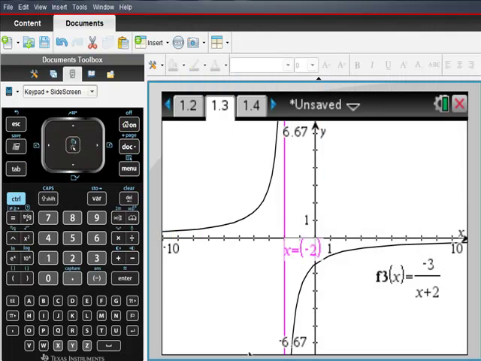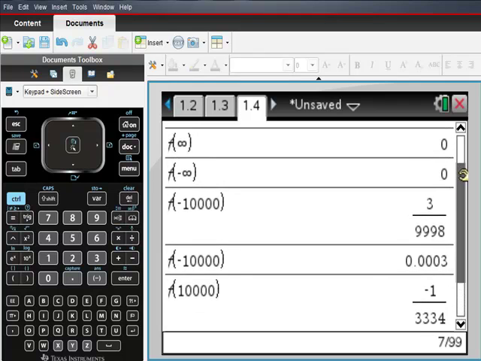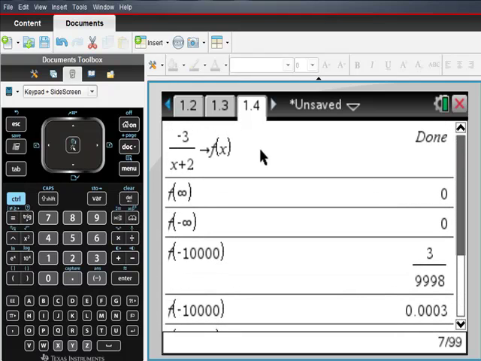So I went to my calculator, put that function in, and saved it. Then I took f of infinity and it said 0. When I took f of negative infinity, it also said 0, which is kind of good but not good, because it didn't tell me if it was over 0 but really close to 0, or under 0 really close to 0.